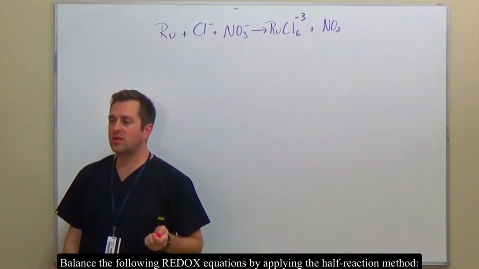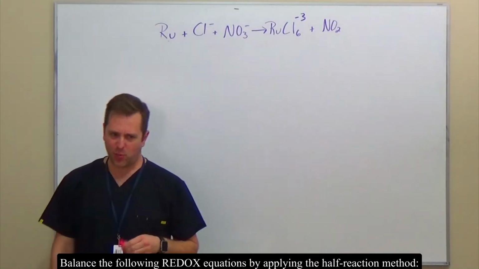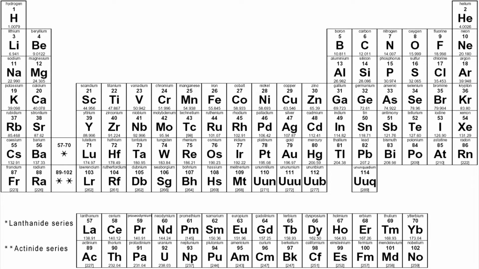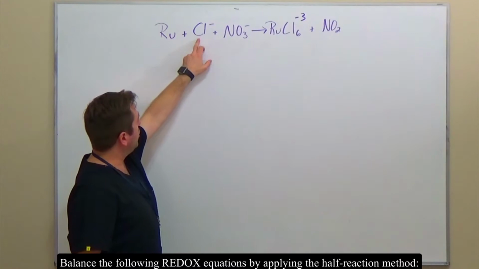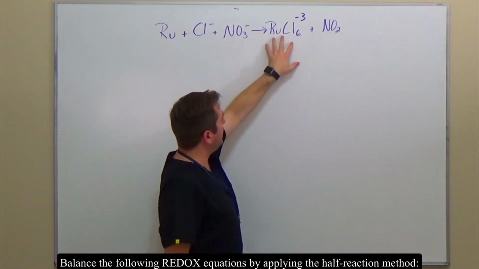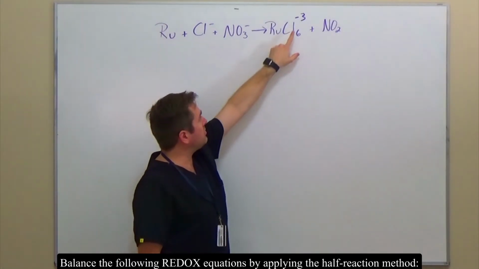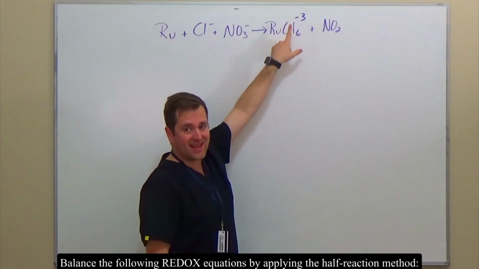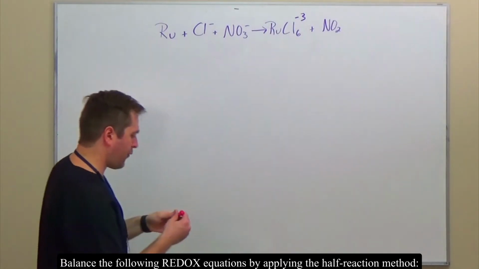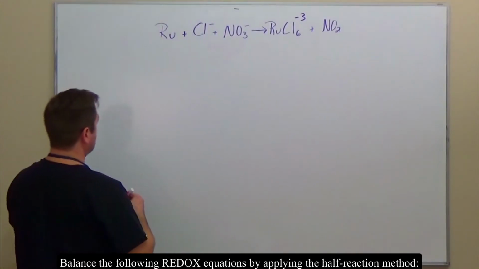Now here's an element that you're probably not really accustomed to working with. What is Ru? Find it on the periodic table. And as you can see, if you look at period 5, we're working with ruthenium. So ruthenium reacting with chloride ion plus nitrate ion to yield some type of ionic compound. Notice it's an ion though in the end because we have a net -3 charge. And then nitrogen dioxide. Okay, so let's go for it and calculate our oxidation numbers.